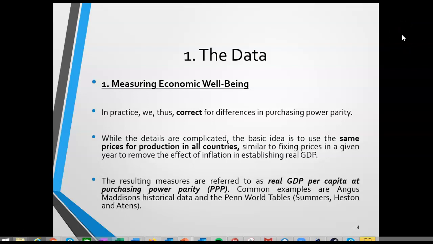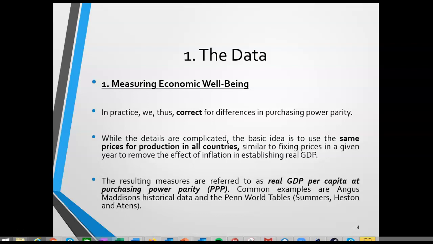Now, how do we deal with this from a methodological perspective? In practice, we correct for differences in purchasing power. If you go to, say, the World Bank's data site, or if you go to Wikipedia, one of the things you'll notice if you look at GDP figures is that they are expressed in PPP. And PPP stands for purchasing power parity. The general idea here is to fix prices for production in all countries in some base year, and then trace out relative price changes over time.